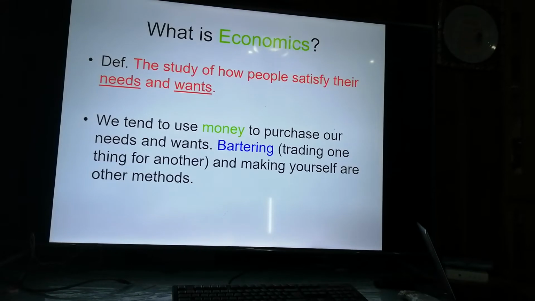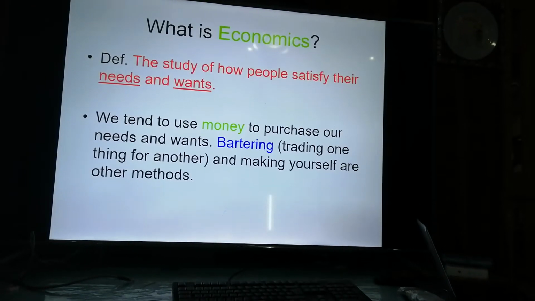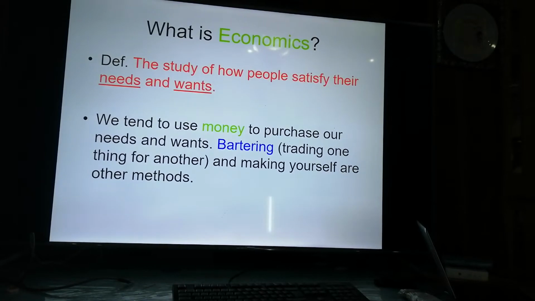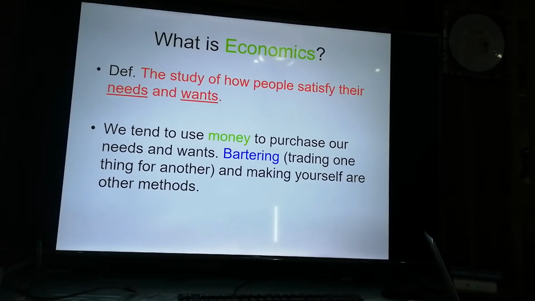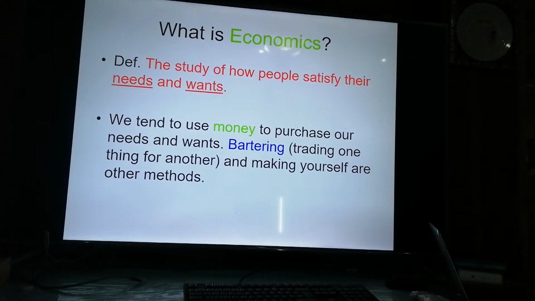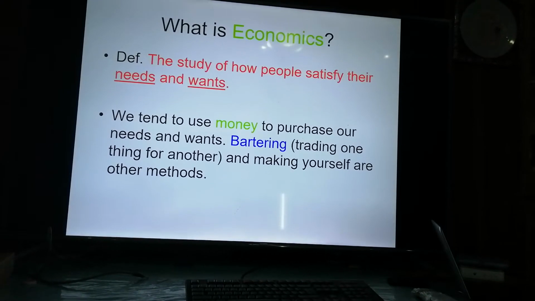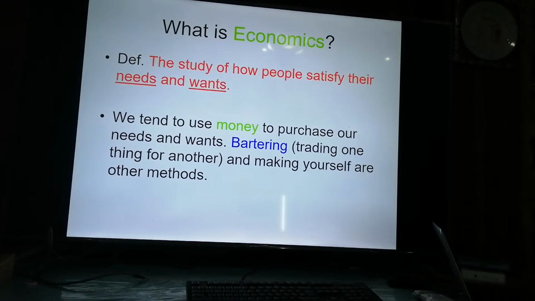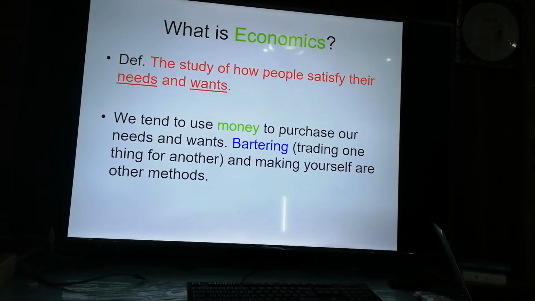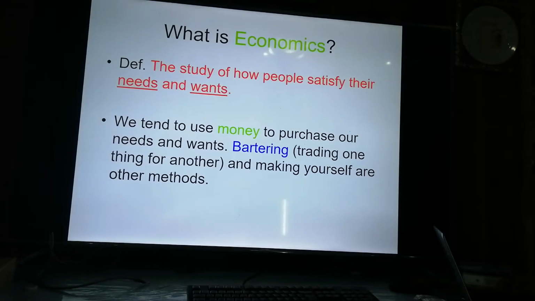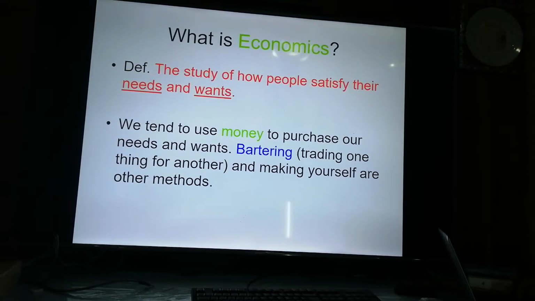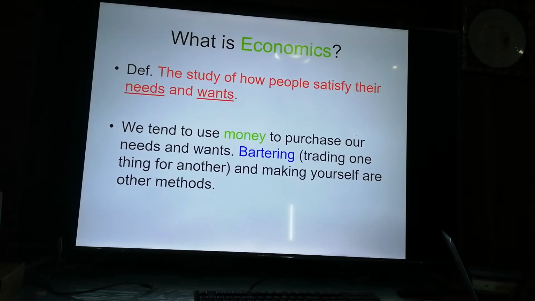But the exchange of goods is sometimes difficult, because both people must have the same liking. If you don't like his product, there's no barter. Another problem with bartering is that we cannot determine the value of the product, unlike using money to purchase. When the product is worth 100 pesos, it's easy to give 100 pesos. That's the value. So there are methods of acquiring things: purchasing with money, bartering, and making it yourself.